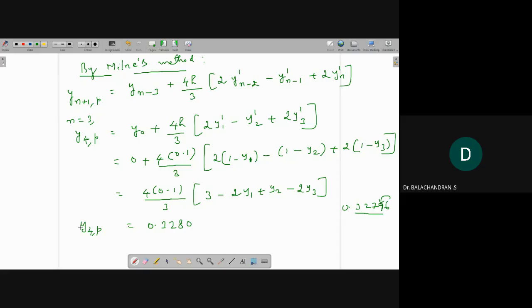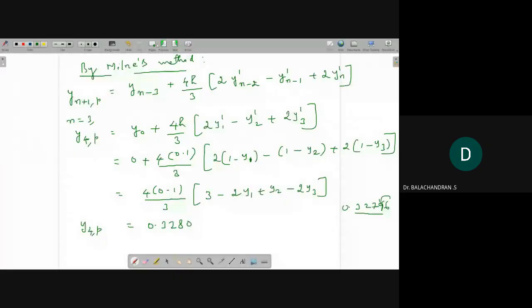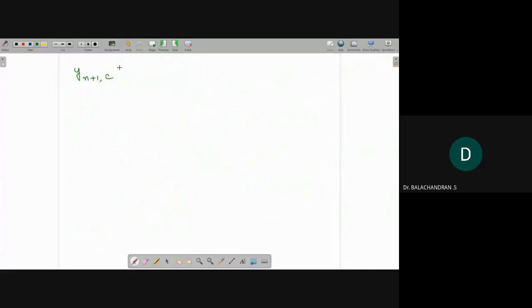Now I need to go for the y4 corrector formula. The corrector formula is y(n+1, c) is equal to y(n-1) plus h by 3 into y'(n-1) plus 4 y'(n) plus y'(n+1).